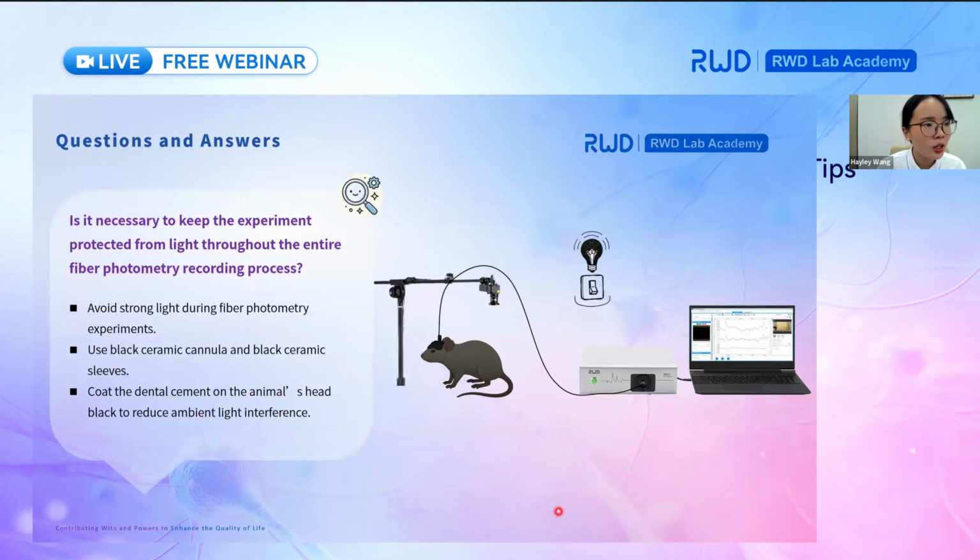And the next question is, is it necessary to keep the experiment protected from light throughout the entire fiber photometry recording process? The answer is, please avoid strong light during fiber photometry experiments and use the black ceramic cannulas and the black ceramic sleeves. And also maybe you can coat the dental cement on the animal's head black to reduce ambient light interference.